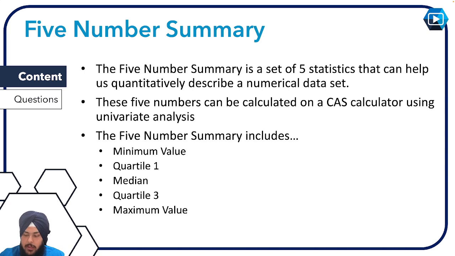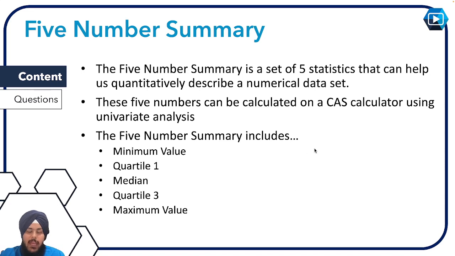Okay, so now we'll look at the 5-number summary. The 5-number summary is a set of 5 statistics that can help us quantitatively describe a numerical data set. These 5 numbers can be calculated entirely on the CAS calculator. They can be calculated manually as well, but I wouldn't recommend it because the calculator is much faster and gives you the 5 numbers that you need straight away.